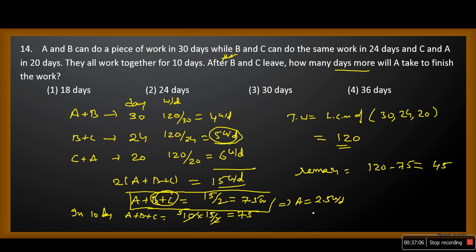Now working with this rate, this is the work they have to complete. A has to complete the remaining work, which is 45. A is doing 2.5 units per day. The time taken will be, on simplification, you will get 18 days. So the answer is option 1.